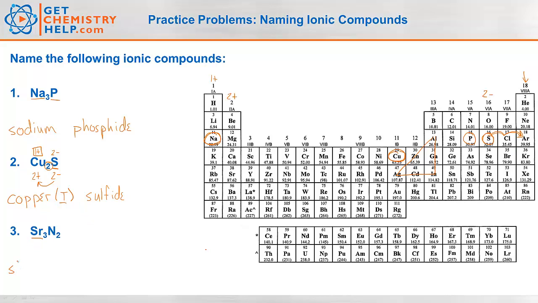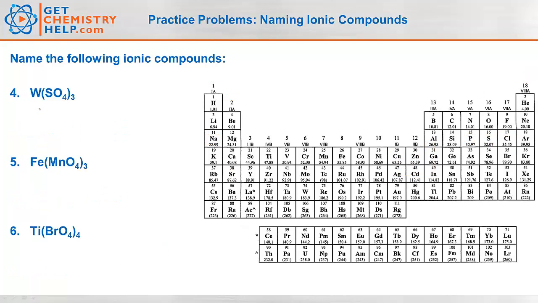How about Sr? Well, that's strontium. Will strontium need a Roman numeral, or is it a fixed charge? Well, it lives right here. So it's in group 2, so it's fixed. It's always 2 positive, so no Roman numeral. Nitrogen, that's just a nonmetal making an anion, so that just changes to "ide," so nitride. Sodium nitride.